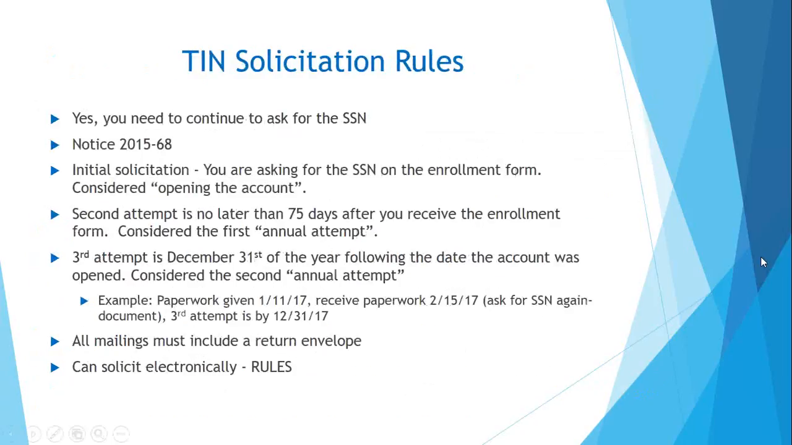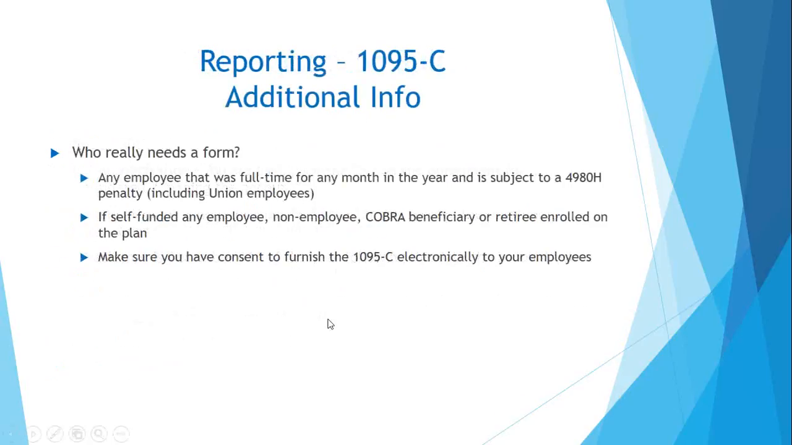What do I mean by that? Well, in the previous screen there with a covered individual social security number or date of birth, you can use the date of birth as long as you still solicit for the social security number. You need to show and document that you've been doing this, or it could create a penalty for an incomplete form. So it's detailed in 2015, Notice 2015-68. There's an initial solicitation, a second, and a third. And you should mail it out, and you can solicit electronically as well. There are rules associated with that.